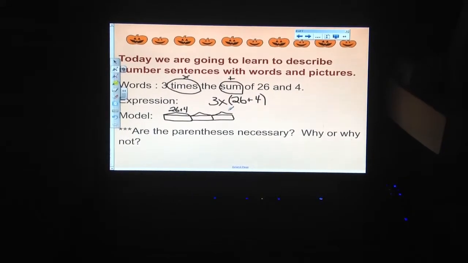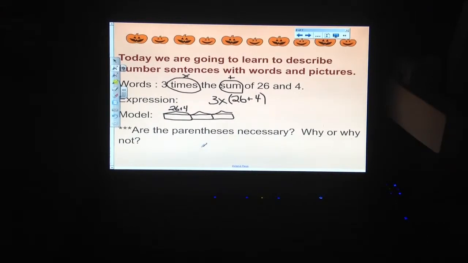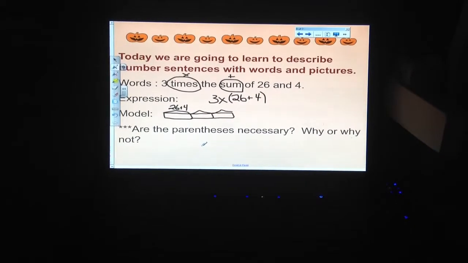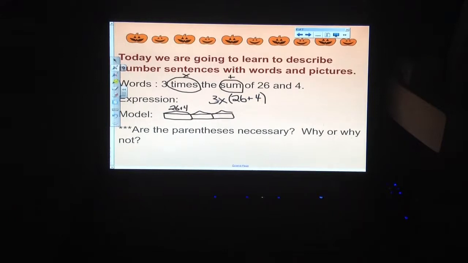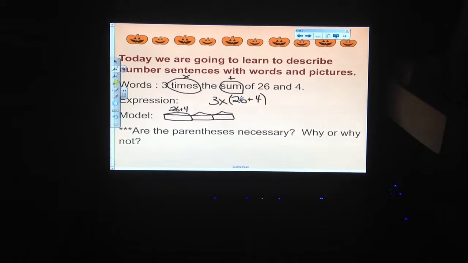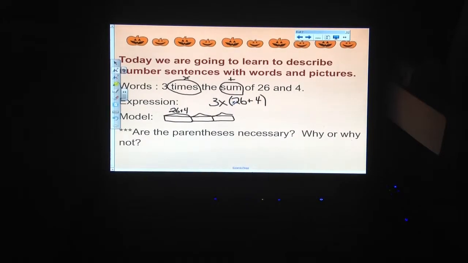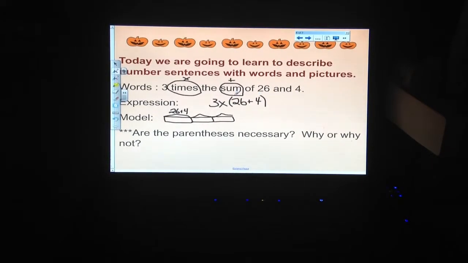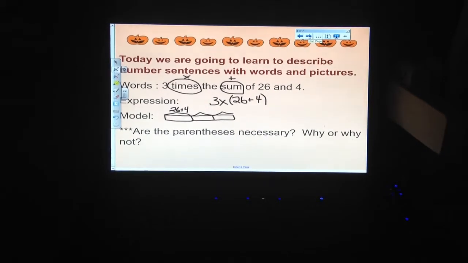So you can see that's what the model would look like, that's what the picture would look like, and then there's my number sentence. One thing we want to look at is, are the parentheses necessary? Well, they are necessary here because if I didn't have the parentheses there, I'd be multiplying 3 times 26, and that's not what the question asked me. They asked me 3 times the sum of 26 and 4. So I want to make sure I keep that sum of 26 and 4 separate, and the parentheses help with that. We'll look at a couple more examples and then I'll show some on the homework.